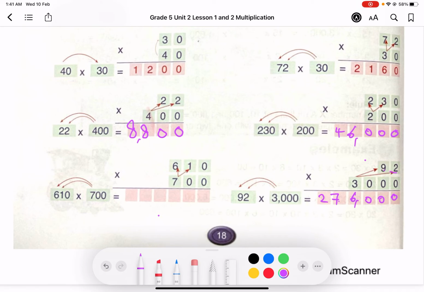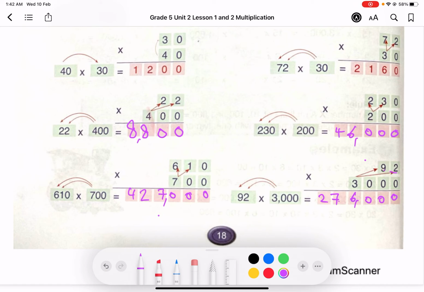Here, how many zeros? 1, 2, 3. Drop 3 zeros. Then 7 by 1, 7, and 7 by 6, 42. So the answer is 427,000. So this is the first lesson in our class today: how to multiply two numbers that have zeros.